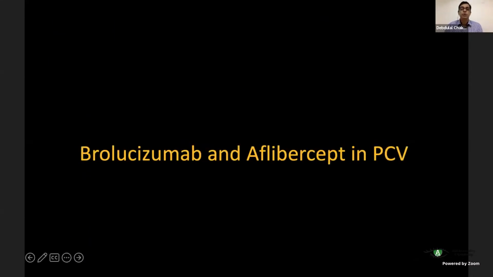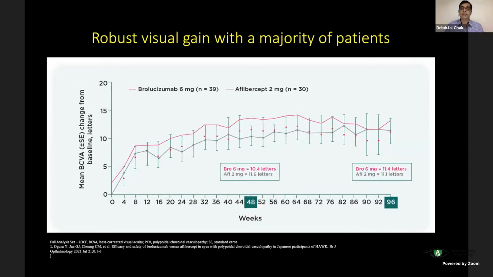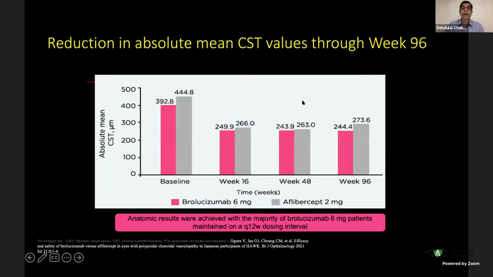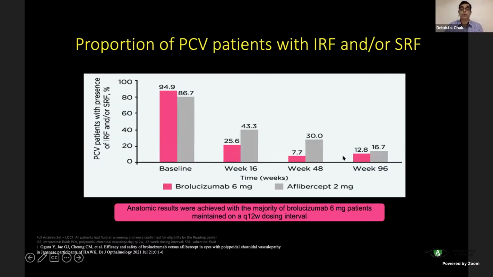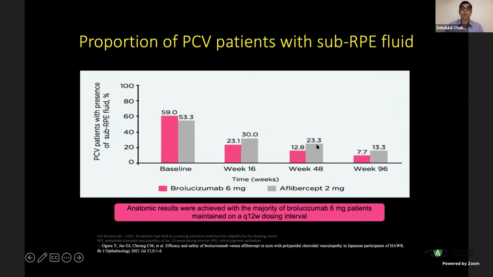Now, closer to the current day, brolucizumab and aflibercept in PCV. Like Lalit sir mentioned, this is all available on Google. But just to reassure patients that you have good visual acuity improvement with both these drugs, when it comes to reduction in the fluid and the CST values, brolucizumab is slightly ahead of aflibercept. So you have better fluid drying with brolucizumab. And in PCV, you have the sub-RPE component also, and this is where brolucizumab also strikes.